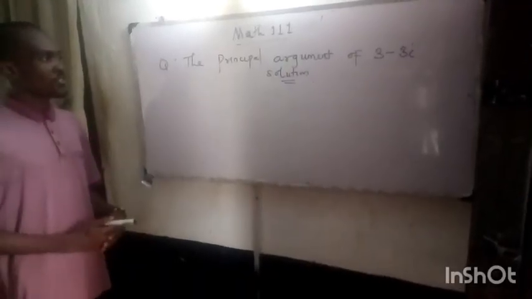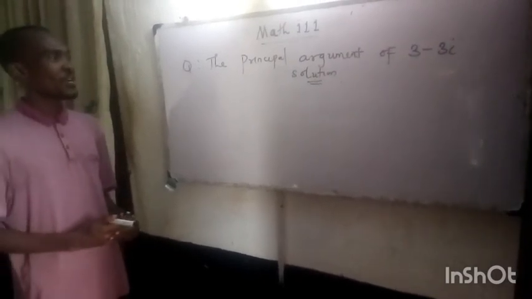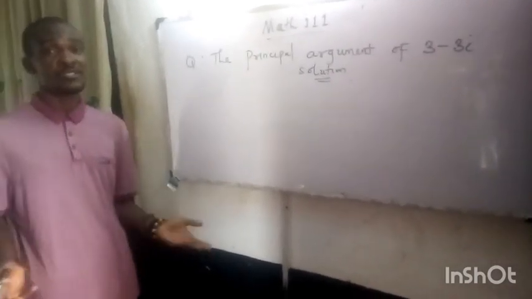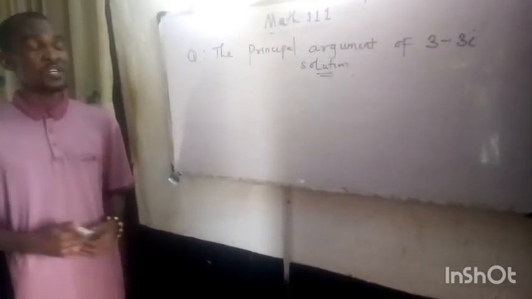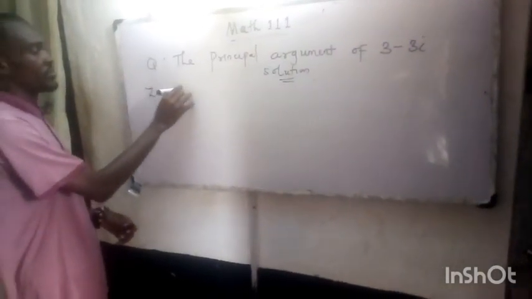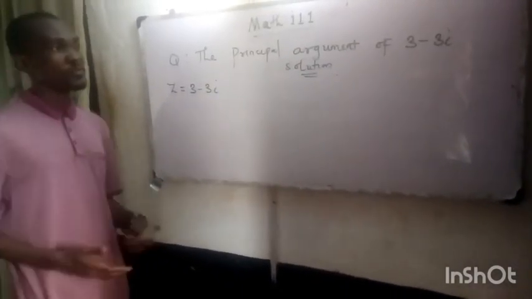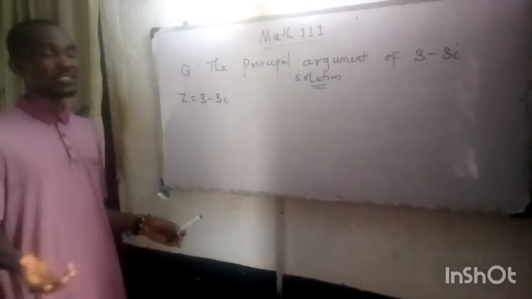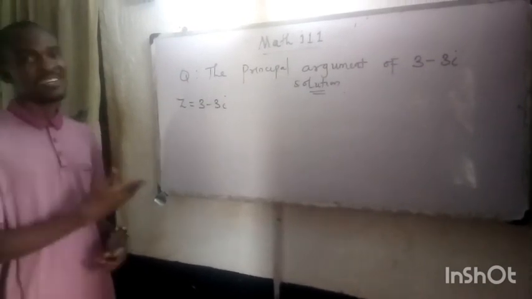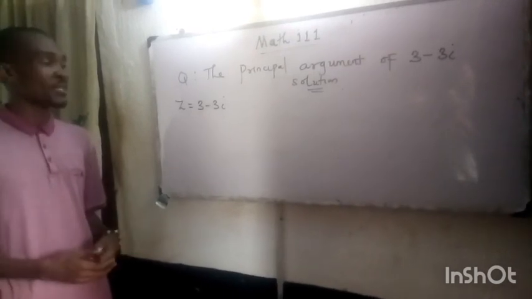So let's see this particular question, still on complex numbers. Now we have: the principal argument of 3 minus 3i is what? What actually is the principal argument of this particular complex number? The complex number is z is 3 minus 3i. So how are we going to obtain the principal argument? The first thing is for us to obtain the argument of the complex number. Then, when we get the argument, we can begin to talk about the principal argument of the complex number.